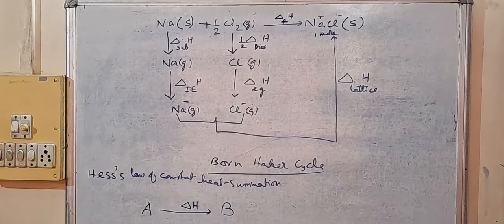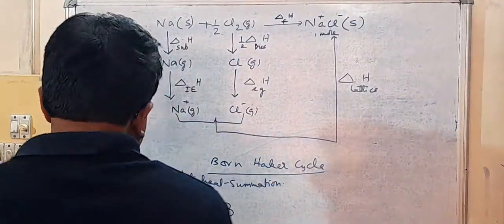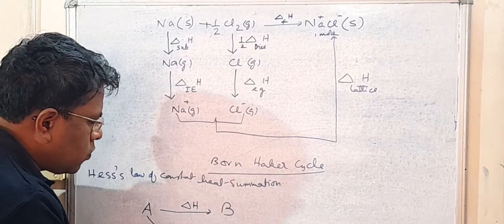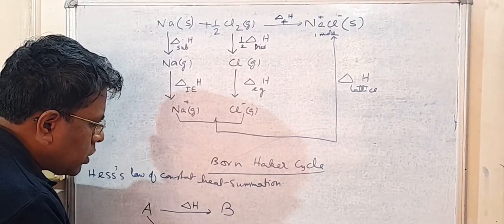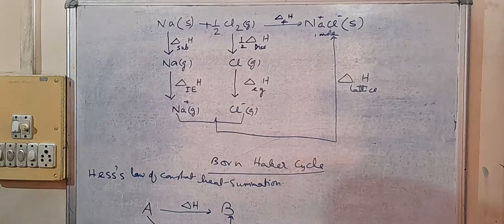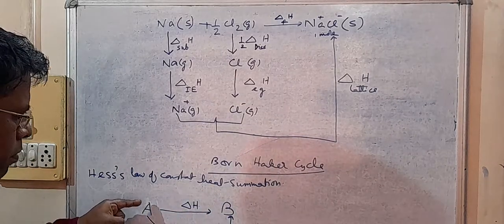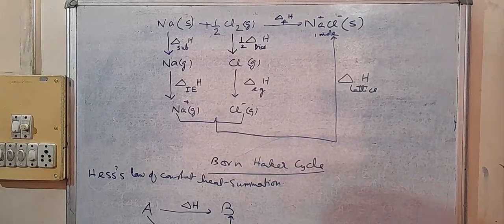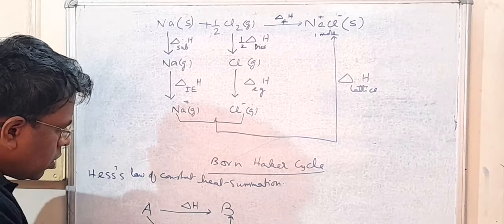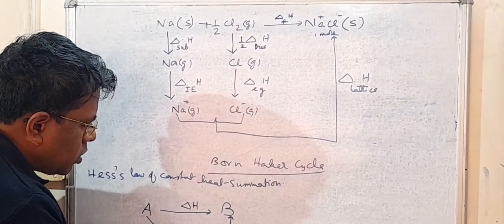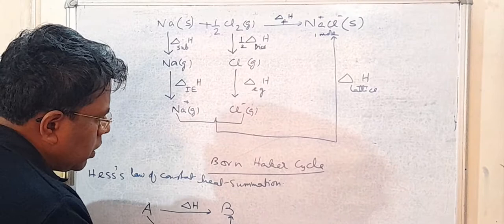Now, if we think of carrying out this process in another path, suppose A to C first, C to D next, and then from D we get B. So the same change we are bringing about in 3 steps. Suppose the enthalpy change here is delta H1, here delta H2, and here delta H3.